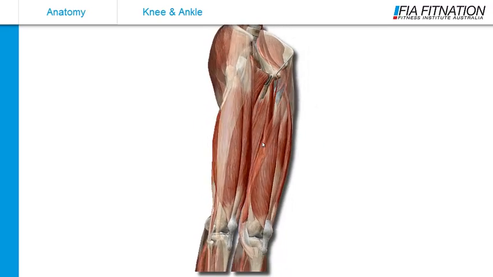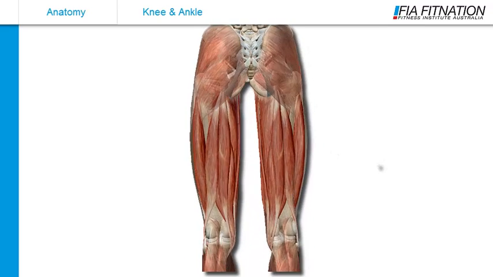Okay, so moving to the posterior aspect of the knee joint, we've got the hamstrings, of course. Now the hamstrings are 3 muscles, and their names are biceps femoris, semimembranosus, and semitendinosus.